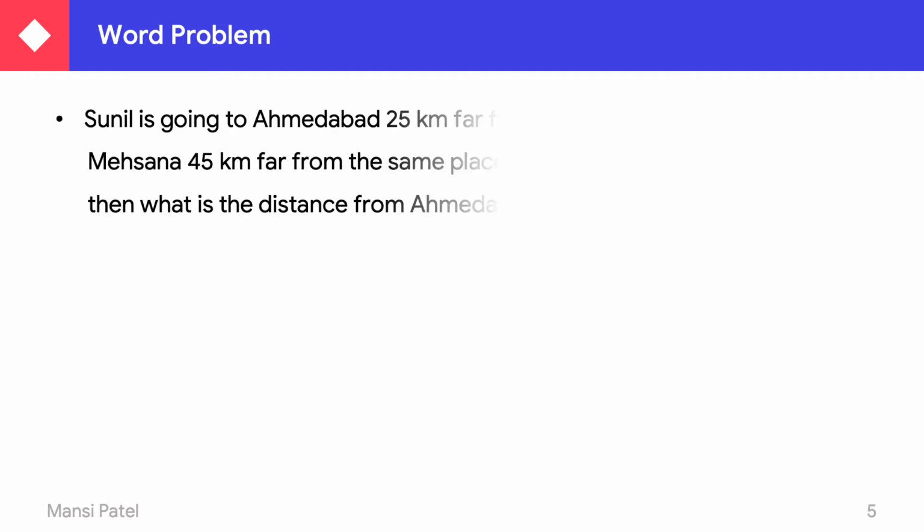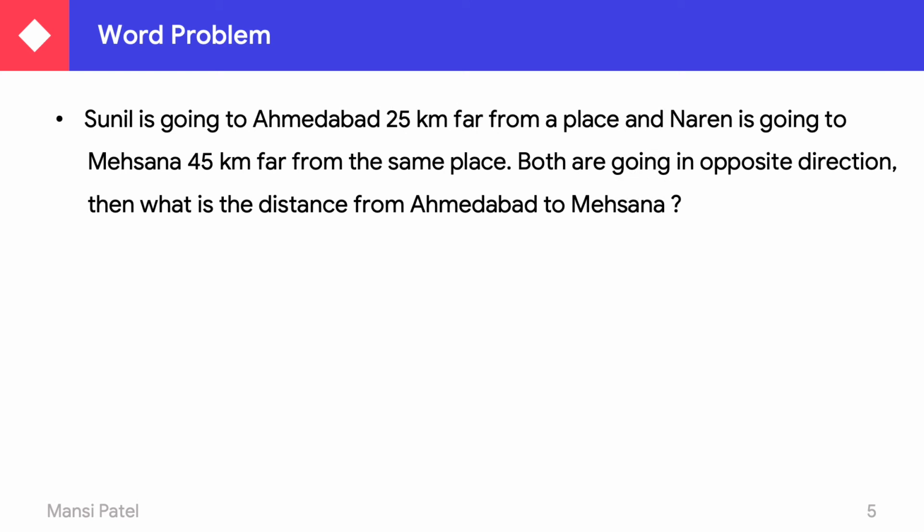Let us see one another. Sunil is going to Ahmedabad, 25 km far from a place. It means Sunil is somewhere and from that place he is going to Ahmedabad, and the distance to Ahmedabad from that place is 25 km. And Naren is also going to Mehsana, 45 km far away from the same place.